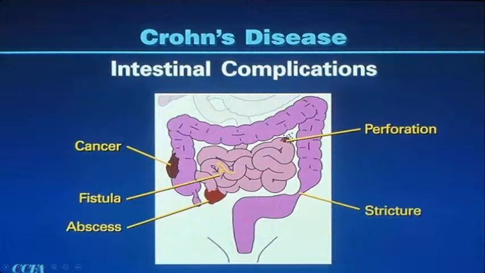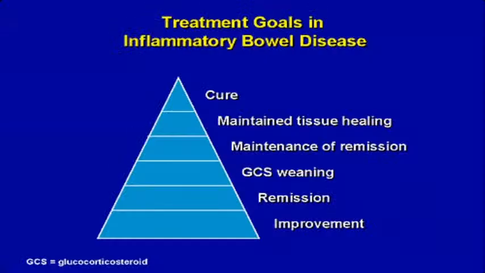So intestinal complications for Crohn's disease, again, because of the chronic inflammation, tissue destruction, and regeneration, the risk for cancer is real. Fistulae, because it's a transmural disease, you may have perforations and abscess formation, and strictures because of narrowing of the gut. So treatment goals for inflammatory bowel disease. Obviously, the ultimate treatment goal would be a cure, but that may not always happen.